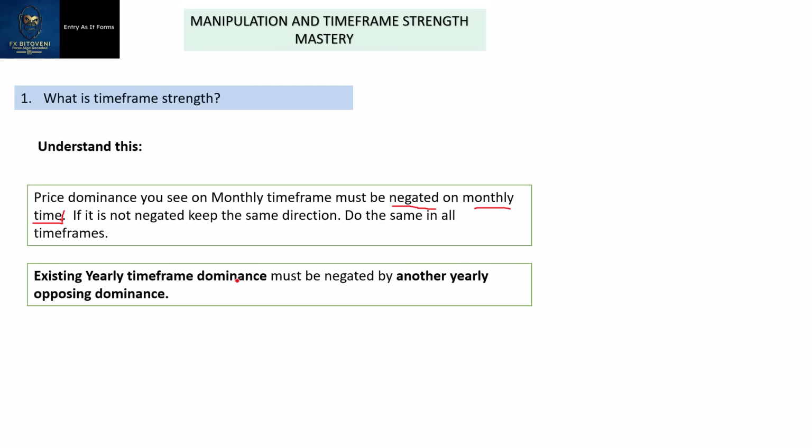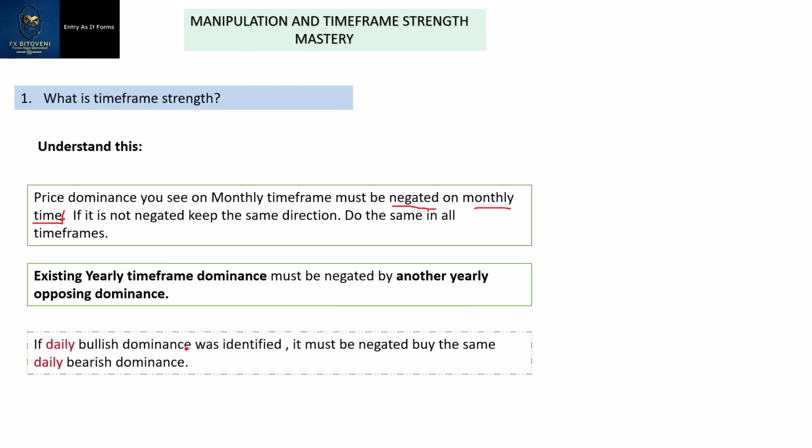This is a second example. An existing yearly time frame dominance must be negated by another yearly opposing dominance. This means if you see a pressure forming on a yearly time frame, you must keep that direction until you see another one on the same yearly time frame that goes against it. I hope you understand this.